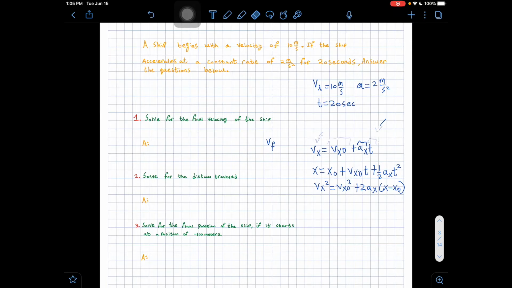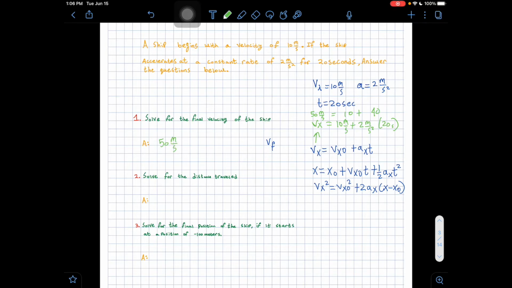So let's go ahead and substitute in right now. Well, we know that Vx is what we're solving. So Vx equals, we know that Vi or Vxo is 10 meters per second plus our acceleration, which is 2 meters per second squared times our time of 20 seconds. Well, now we're just going to do simple math and get our answer. We know that 2 times 20 is 40. 40 plus 10 is 50, meaning that we have a final velocity of 50 meters per second.